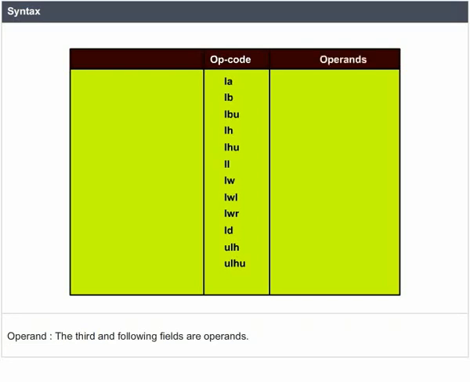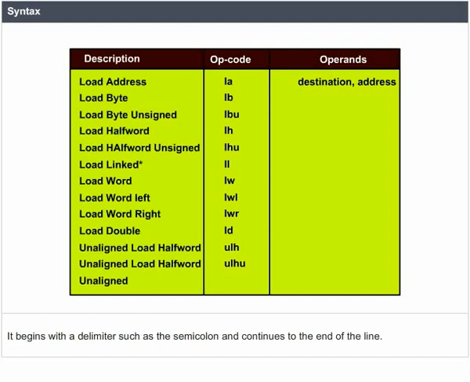Operand. The third and following fields are operands. The presence of operands depends on the instruction. Some instructions have no operands, some have one, and some have two. If there are two operands, they are separated by a comma. Comment. The last field is a comment field. It begins with a delimiter such as the semicolon and continues to the end of the line.